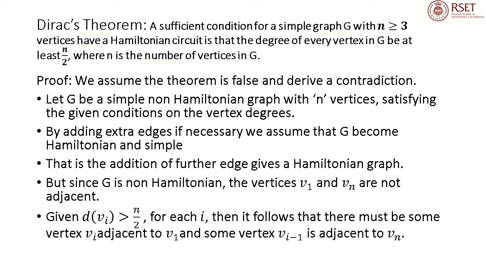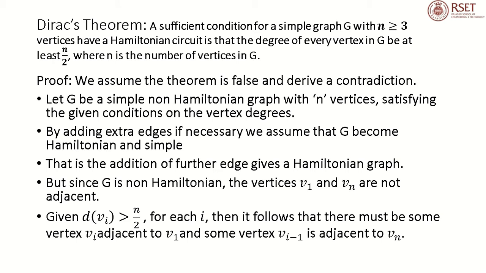Here we discuss Dirac's theorem. The theorem states that a sufficient condition for a simple graph G with n greater than or equal to 3 vertices to have a Hamiltonian circuit is that the degree of every vertex in G be at least n by 2, where n is the number of vertices in G. The proof of this theorem was done by the contradiction method. We assume that the theorem is false and derive a contradiction.